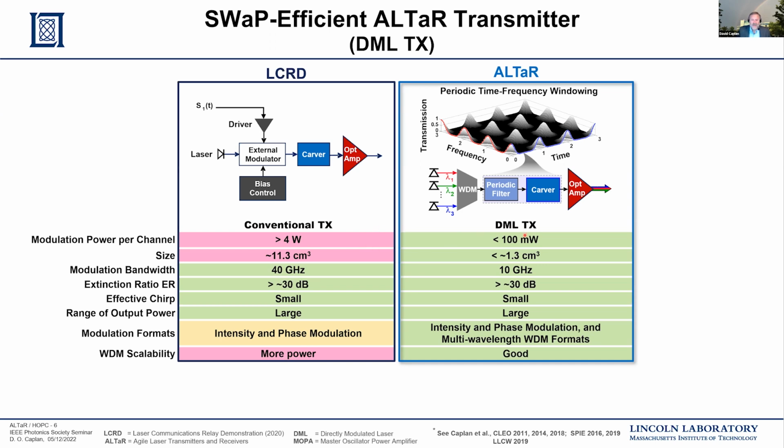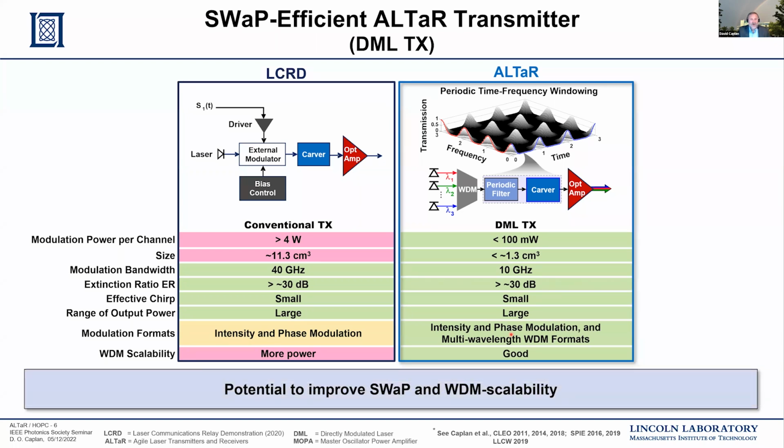that takes dramatically less power, less than 100 milliwatts of modulation power per channel. They're small, they're wideband, they give excellent performance. And as I mentioned earlier, they can provide intensity and phase modulation, and the power levels are so low that we can scale this to a large number of WDM channels. And so the WDM scalability is good. In this regard, the ALTaR transmitters that we've been developing have the potential to improve the SWaP as well as the WDM scalability.